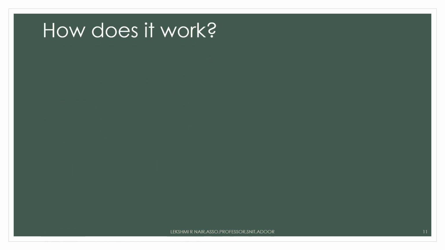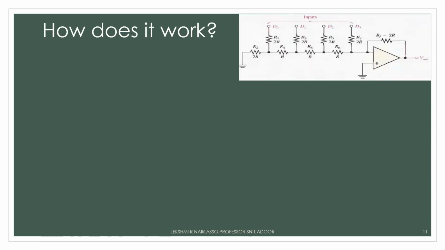Next, we will look how this circuit will work. This is the basic circuit diagram of R2R ladder type digital to analog converter. For explaining the working, we are considering sample data inputs. Initially, we are considering a sample data input 1, 0, 0, 0.